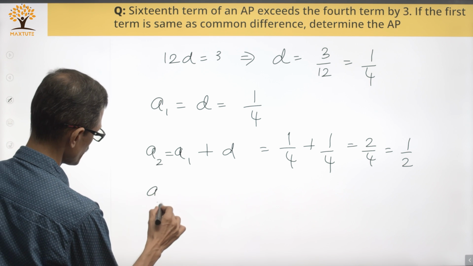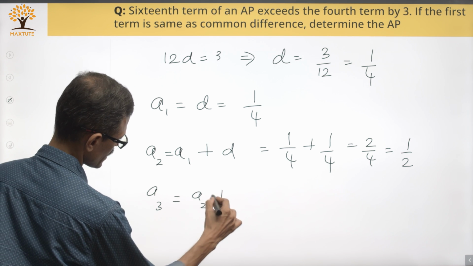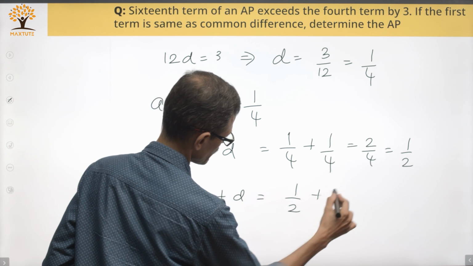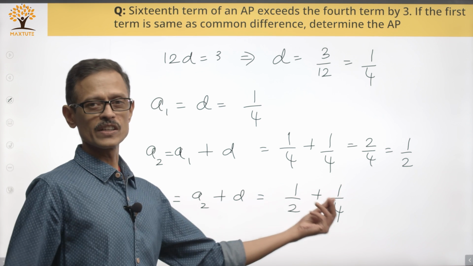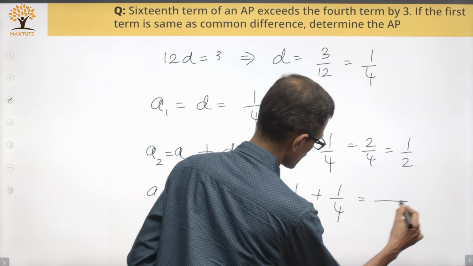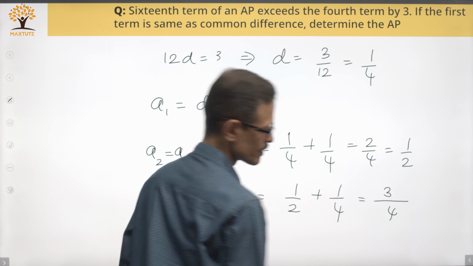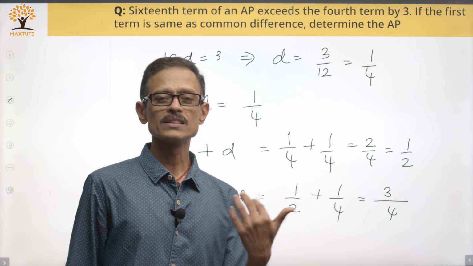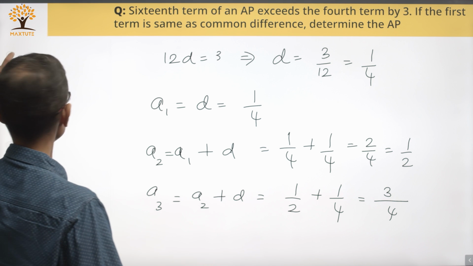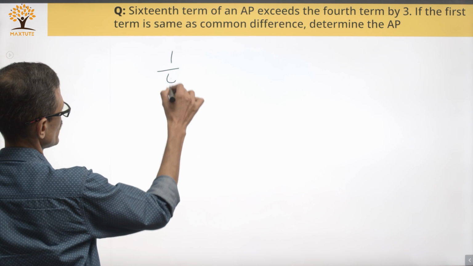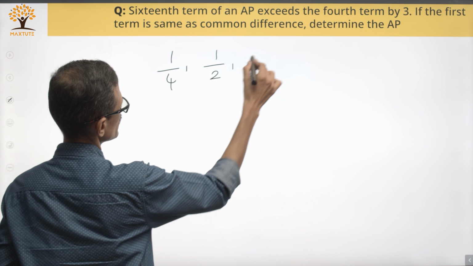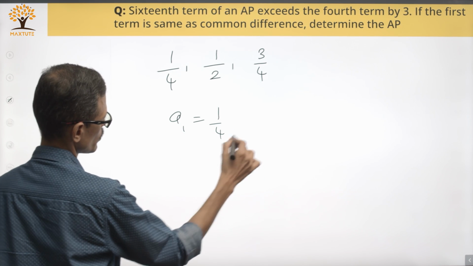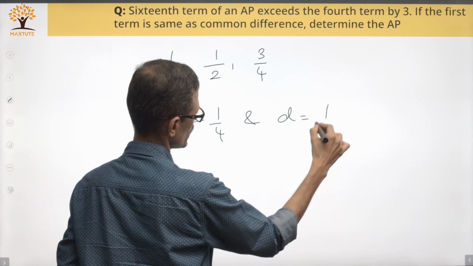The third term of the AP is equal to A2, the second term, plus the common difference. A2 is 1 by 2 or 2 by 4, that would have been a better way of writing it, plus the common difference, which is 1 by 4. Take 4 as a common denominator, 2 plus 1 will make it 3. So first term is 1 by 4, second term is 1 by 2, the third term is 3 by 4. So the arithmetic progression we are talking about is 1 by 4, 1 by 2, 3 by 4. Essentially meaning that A1 equals 1 by 4 and D is also equal to 1 by 4.